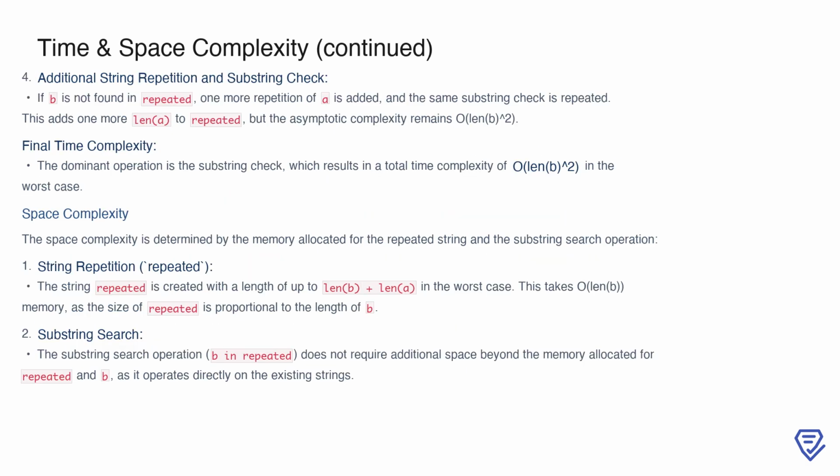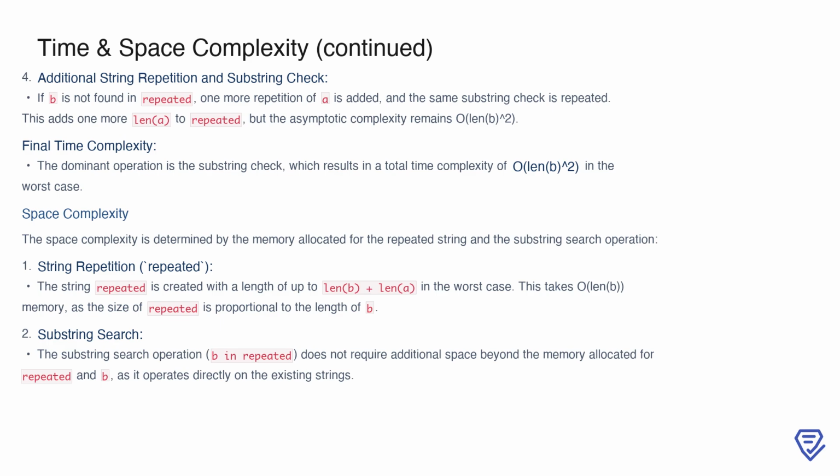If B is not found in the initial min_repeats repetitions of A, we add one more repetition of A to the string. This increases the length of repeated by len a and requires another substring check. However, the asymptotic complexity remains unchanged at O(len b squared), as the additional repetition doesn't significantly affect the order of growth. Therefore, the dominant factor in the time complexity remains the substring search, which makes the overall worst-case time complexity of the solution O(len b squared).